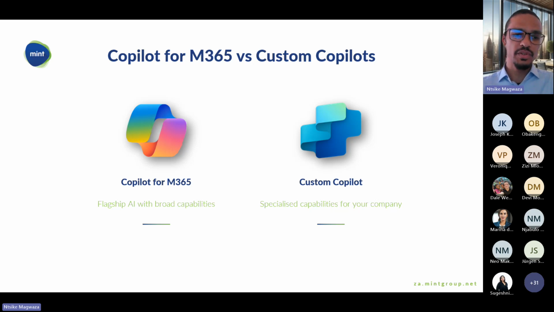Copilot for M365 is the flagship AI that Microsoft has released, and it has a broad range of capabilities. So this works very well for knowledge workers, for example, consultants or managers, perhaps marketers, just to name a few. People who have quite a variety of work and quite a wide scope of work. Perhaps you work across a number of different apps throughout the day, and you need to achieve a number of different tasks. If we juxtapose that to a custom Copilot, that has specialized capabilities.